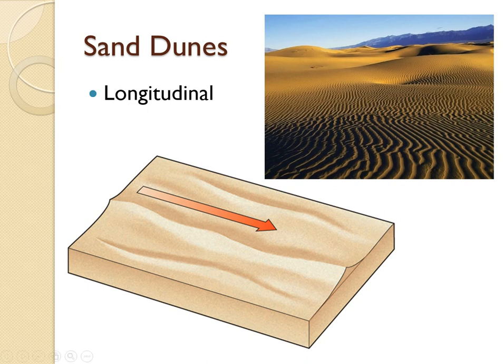So what we've seen is how and where deserts form. We've looked at some examples. We also looked at erosional and depositional features found in deserts.